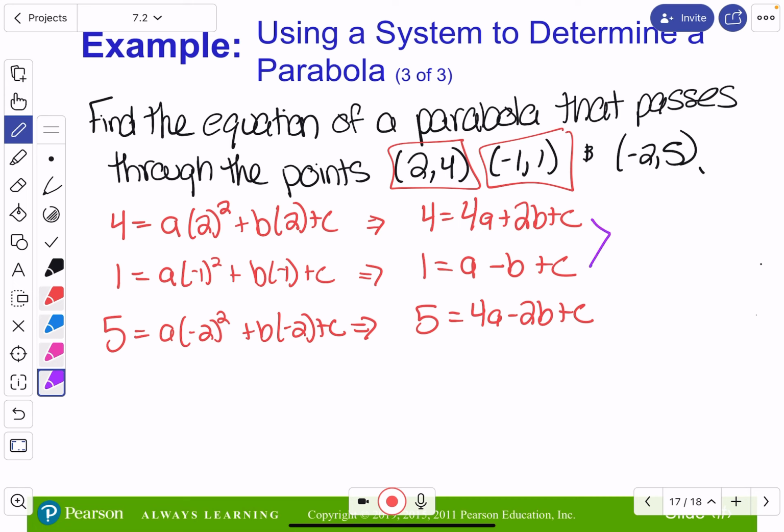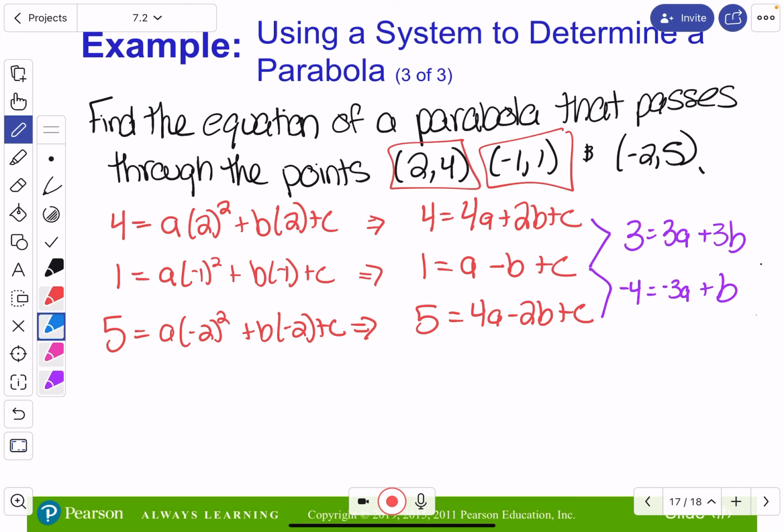So if we combine these two, the c's go away. 4 minus 1 is 3. 4 minus 1 is 3. And 2 minus -1 is 3. 1 minus 5 is -4. 1 minus 4 is -3. And -1 minus 2 is 1. So now we have these.